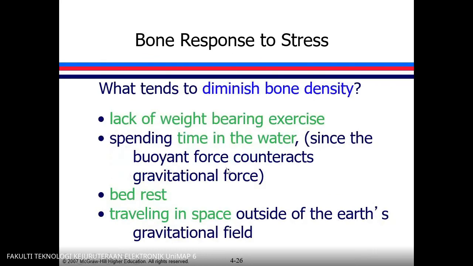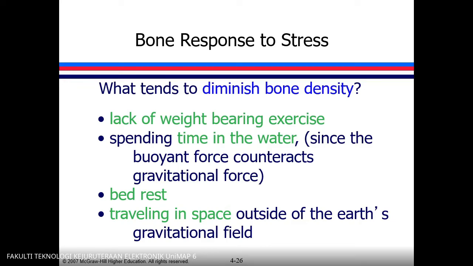Ada lagi nanti kita tengok. What tends to diminish bone density? Yang mengurangkan bone density. The first one is to promote, untuk tambah bone density. This one is to diminish, untuk mengurangkan atau menghilangkan bone density. So, what is the activity? One is the lack of weight bearing exercise. Kekurangan exercise akan menyebabkan bone density berkurang. Kekurangan, ya. Lack of weight bearing exercise.